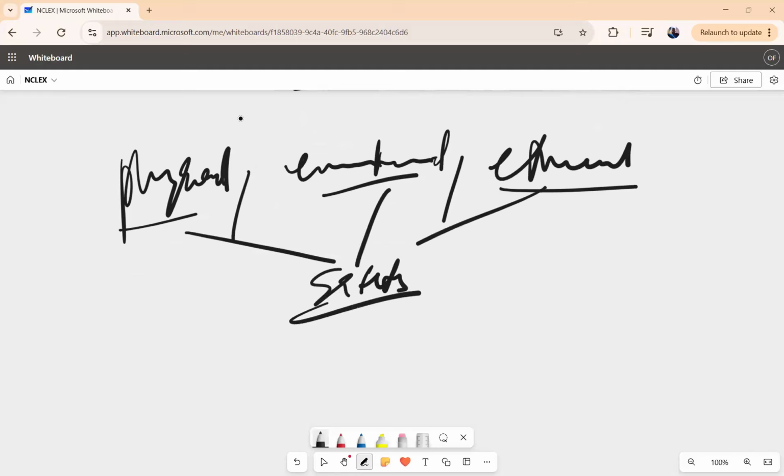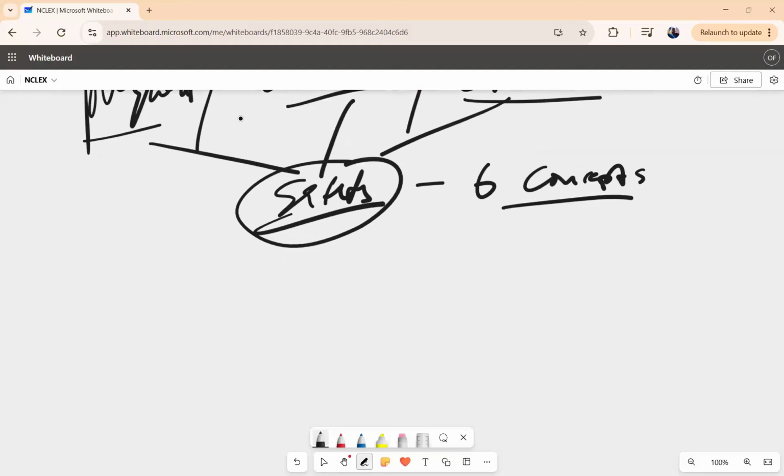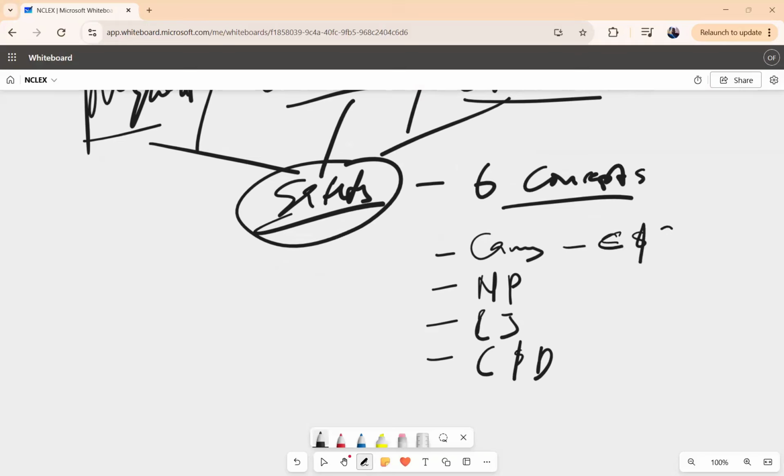Now, for NCLEX to see if you are a safe nurse, NCLEX uses 6 concepts. I keep on saying these concepts all the time. First, the concept NCLEX uses is what we call caring. Second is the nursing process. Third, clinical judgment. Fourth, communication and documentation. Then we have culture and spirituality. And the last one, teaching and learning. These are the concepts NCLEX uses.